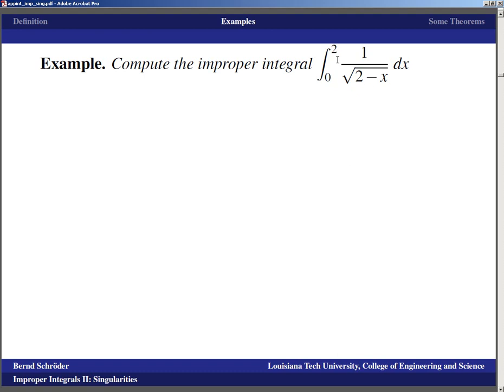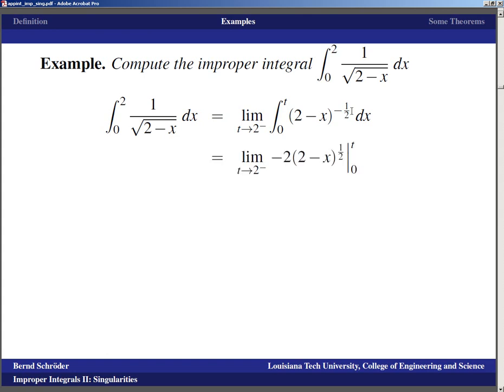Well, does that work? As long as x is smaller than 2, 2 minus x is positive, so yeah, that is all defined. So let's see. The integral is the limit as t goes to 2 from the left, integral 0 to t of 2 minus x to the negative 1/2. And so then, of course, the antiderivative will be, let's see, negative 1/2 plus 1 is 1/2. 1 over 1/2 is 2. So I end up with a 2. Because of the substitution we have in here, we get an extra negative sign, so we get negative 2. And so it's just negative 2 times 2 minus x to the 1/2.